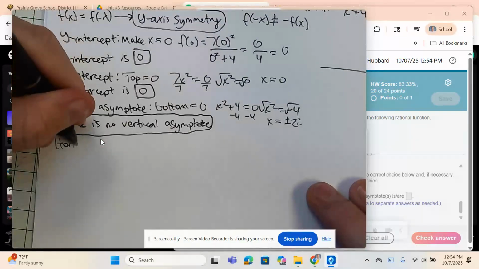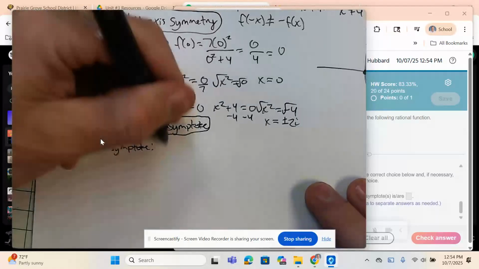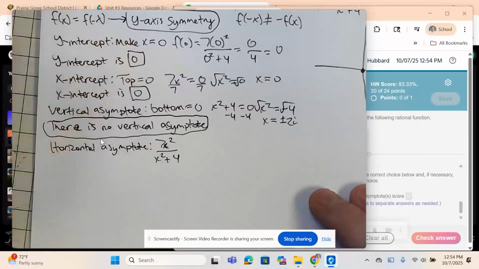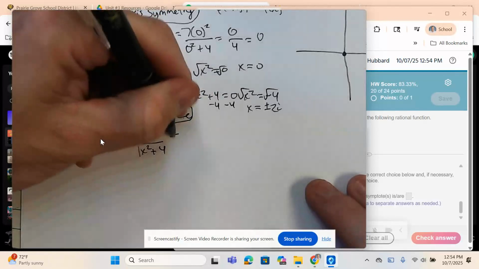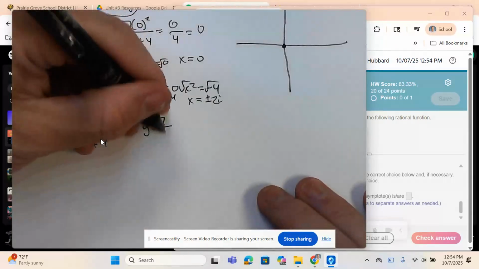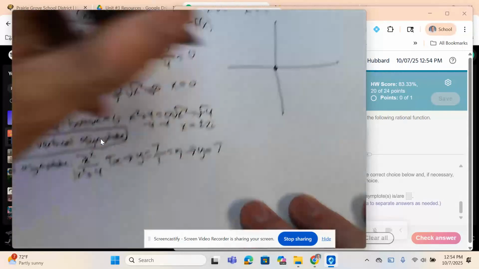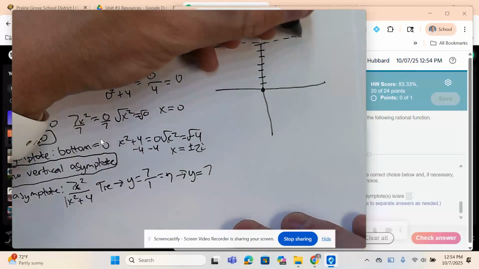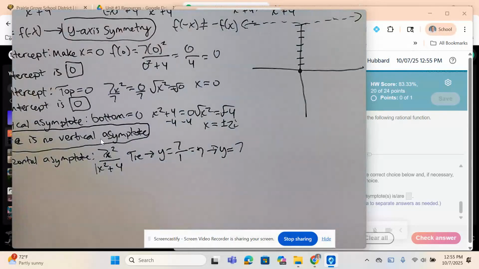Now, horizontal. Which one has a higher power, top or bottom, or is it a tie? This one's a tie. So you do y equals 7 divided by 1. This would be 7. So y equals 7. I need to plot that: 3, 4, 5, 6, 7. So it's going to have a horizontal asymptote up there. So y equals 7.